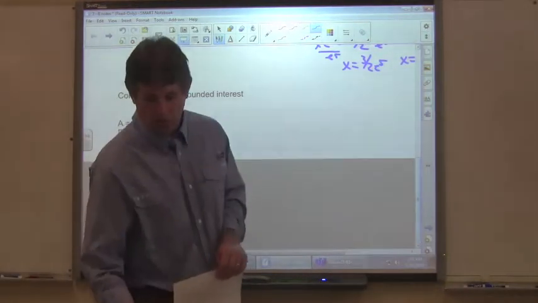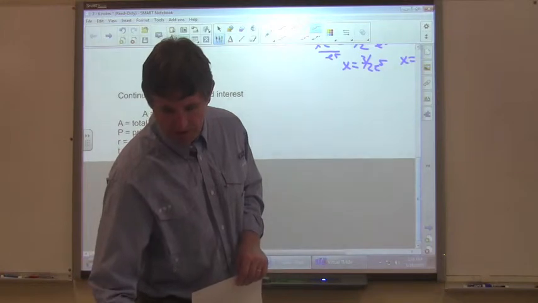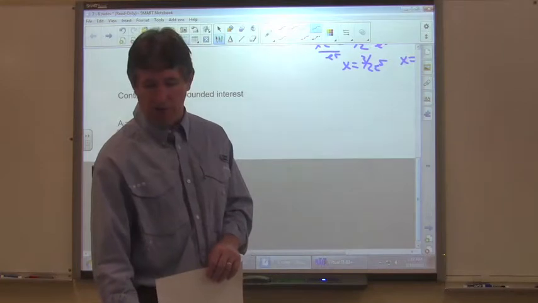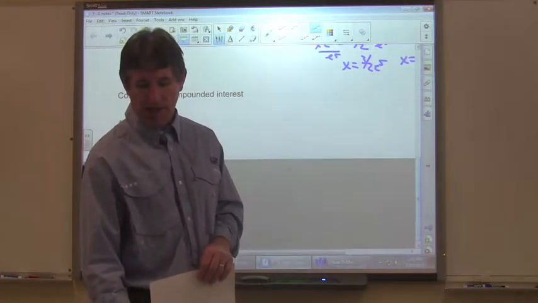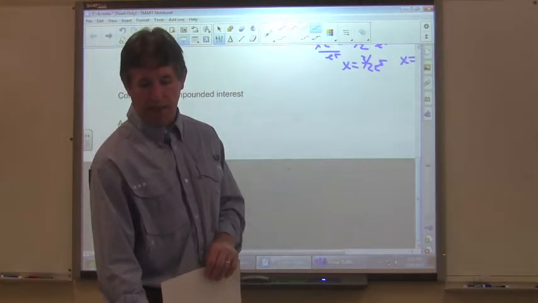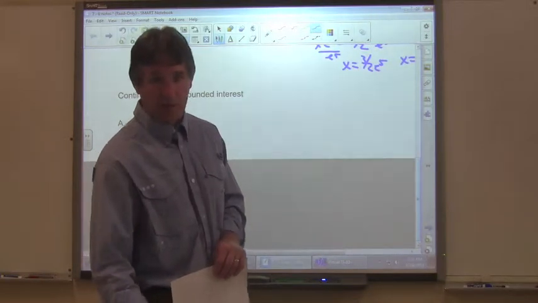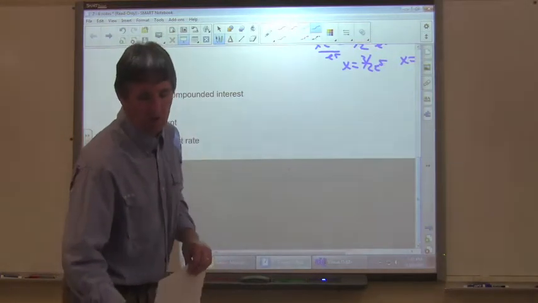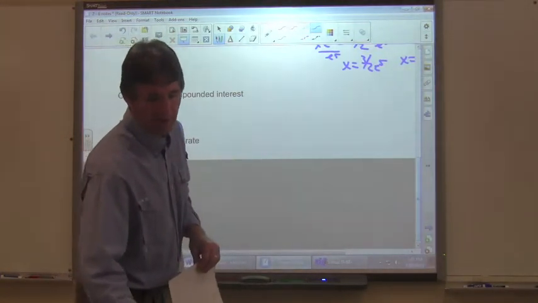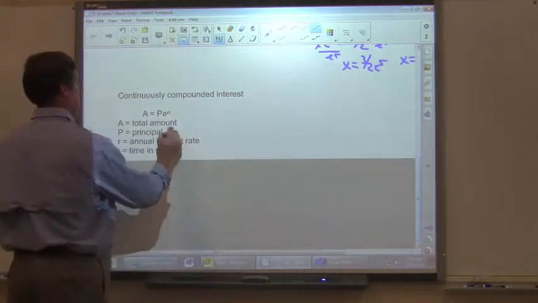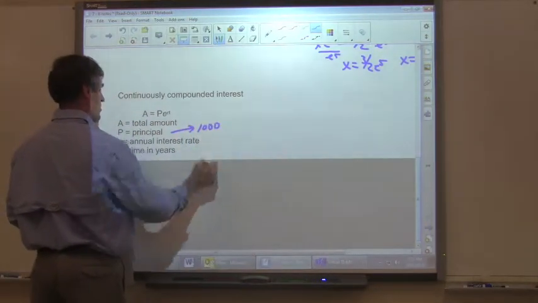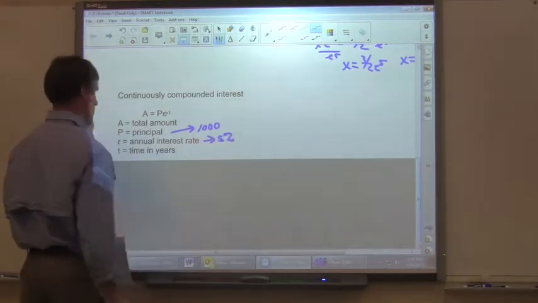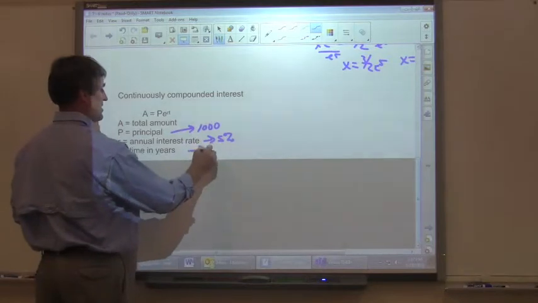So if you look on page 532, example number 3, it says, what is the total amount for an investment of $1,000 invested at 5% for 10 years, compounded continuously? So it just compounds one after the other. So if we look at this, we have $1,000. That is our principal, what we're starting with. Our annual interest rate is 5%. And our time in years is 10 years.